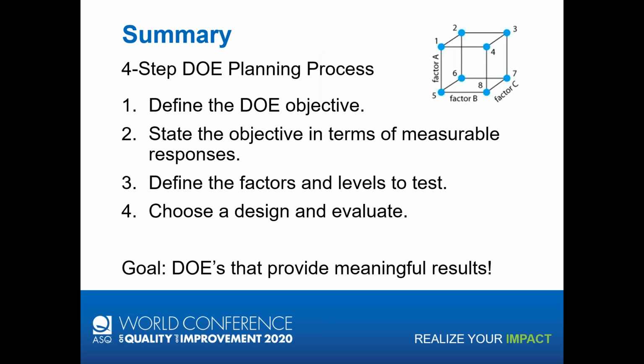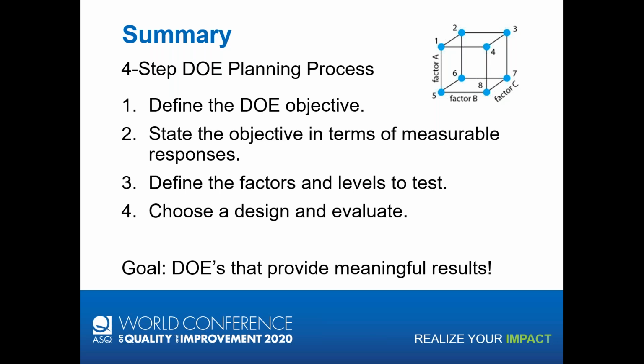All right, so this is the 4-step factorial design planning process. Again, define the objective, state that objective in terms of your responses. You might have a lot of responses, so figure out which responses are your worst case signal to noise ratio and size based on those, because if you get your worst case responses, then everything else will be good.